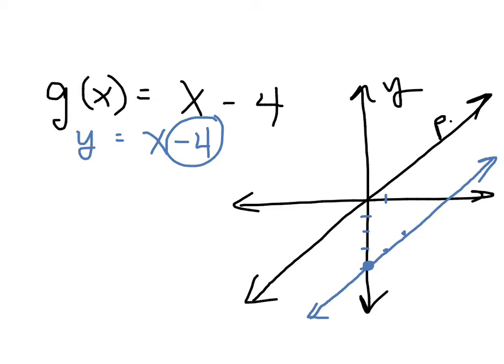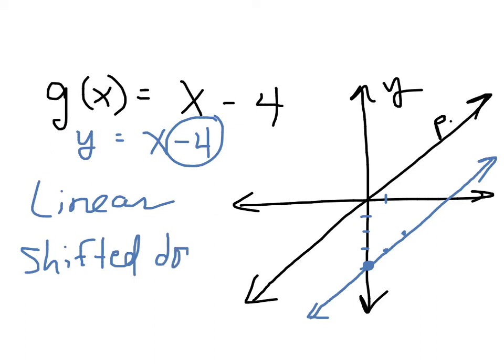Okay, so you guys identified the parent, which was linear. You drew both of them, and then you also told me that it shifted down 4. This is how the majority of your assignment is going to be. You're just going to have to do those steps. What do you think so far? Not too terrible? Okay. I'll give you another one.